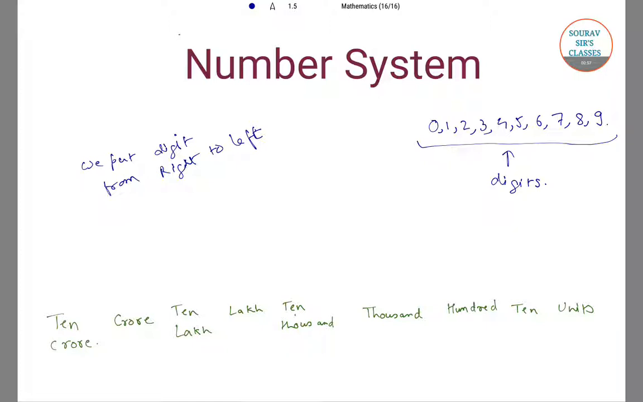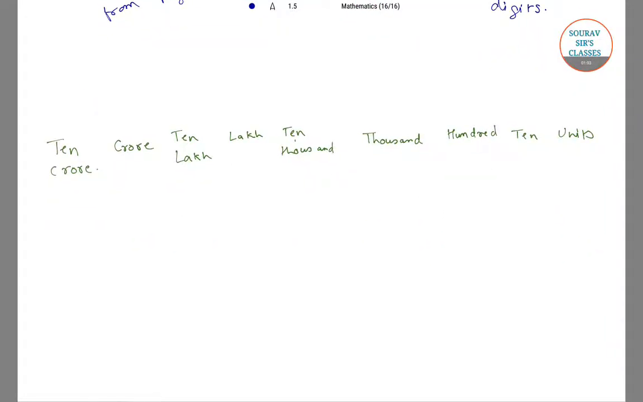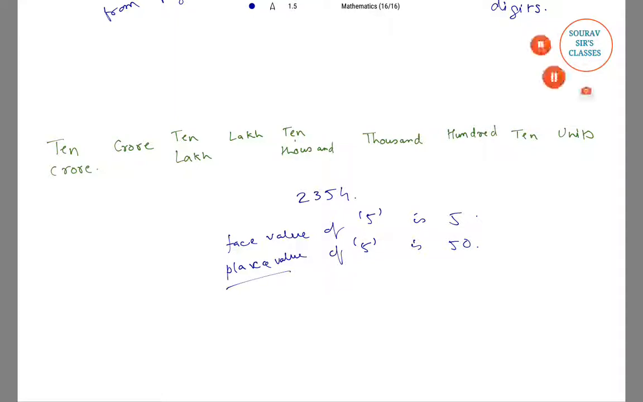The face value of a digit is the digit itself. For example, in a number 2, 3, 5, 4, the face value of digit 5 is 5, whereas the place value of 5 is 50, because place value is equal to the digit multiplied by its place.